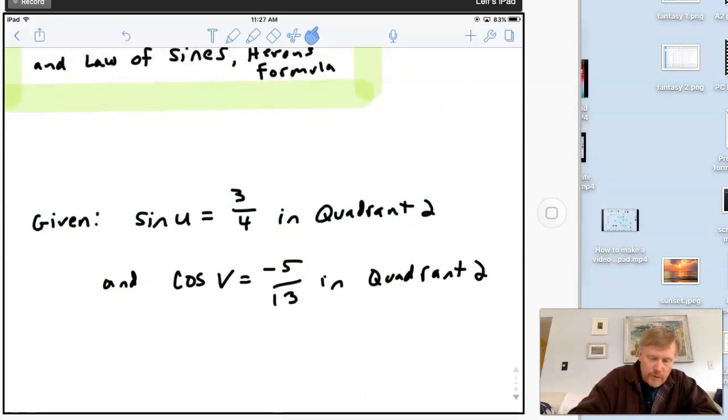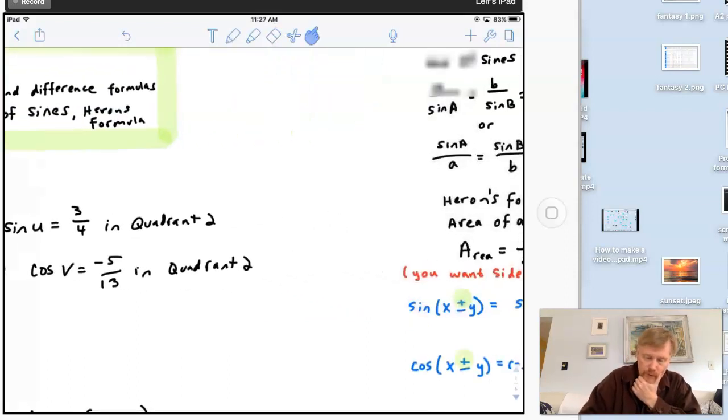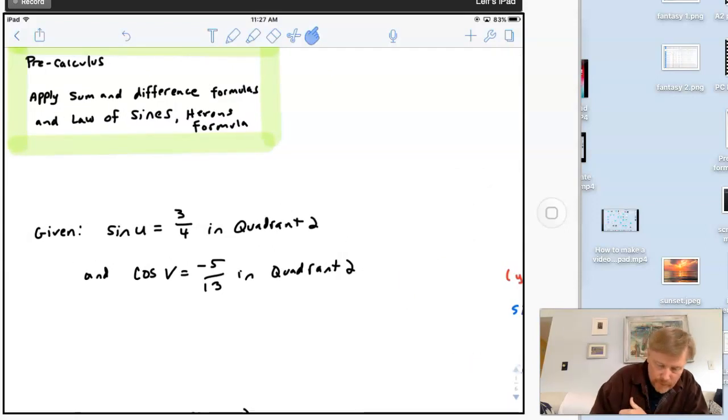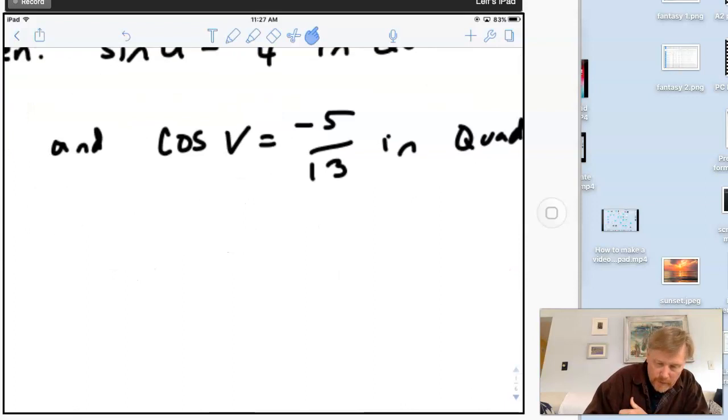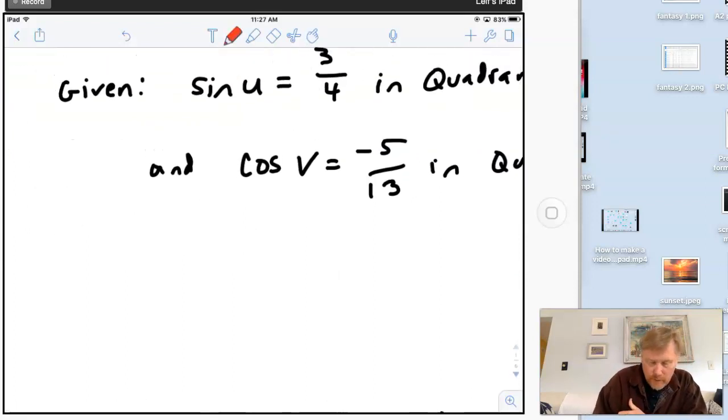All right, so first one, sine of u equals 3/4 in quadrant 2. Oh, and these values are for the next three problems too, okay? And the cosine of v is negative 5/13 in quadrant 2, okay? So, let's see if we got any room over here. Not quite enough. So I'm going to draw these two out, all right? So let's do the sine one first over here.